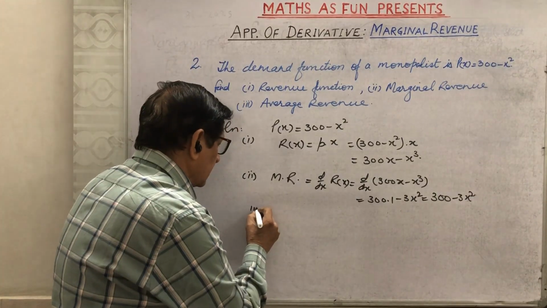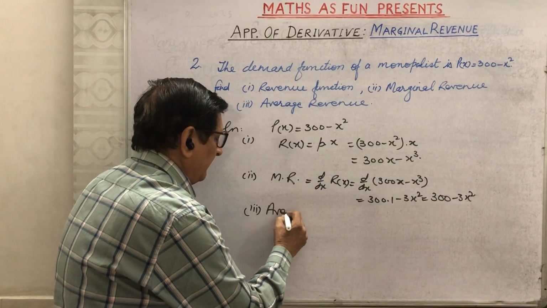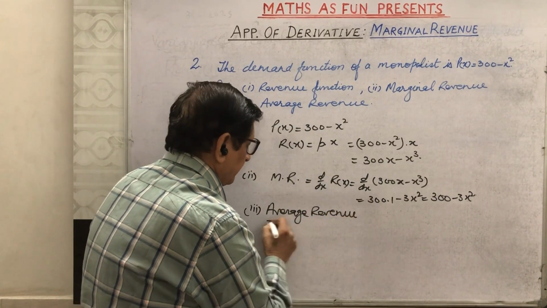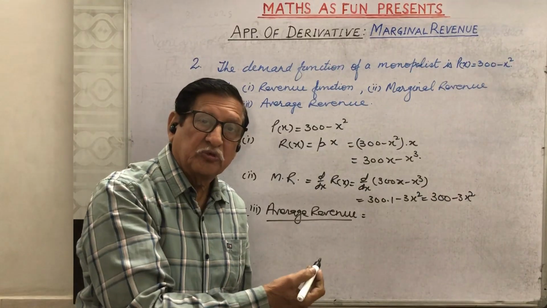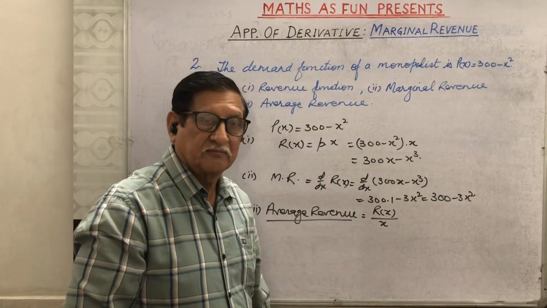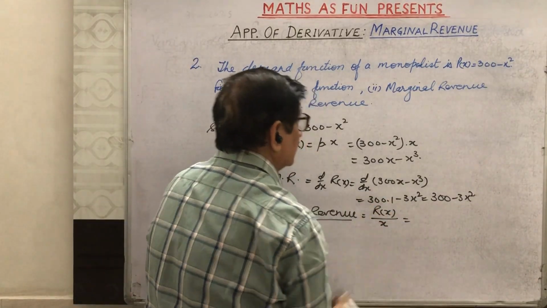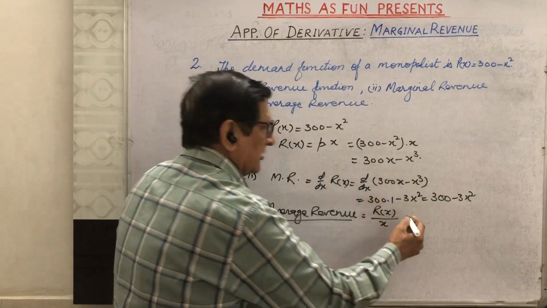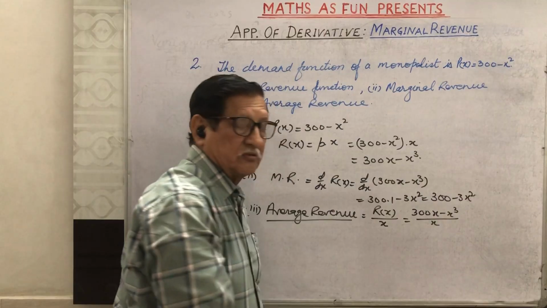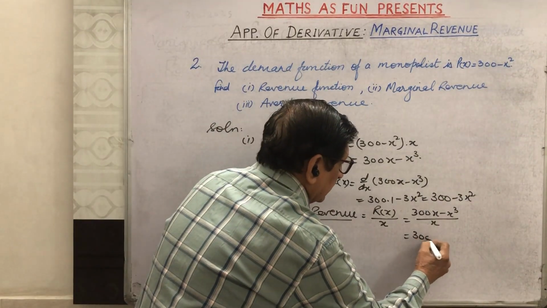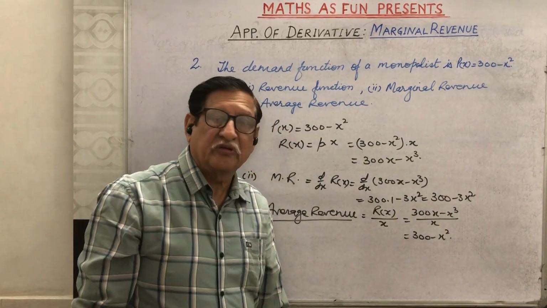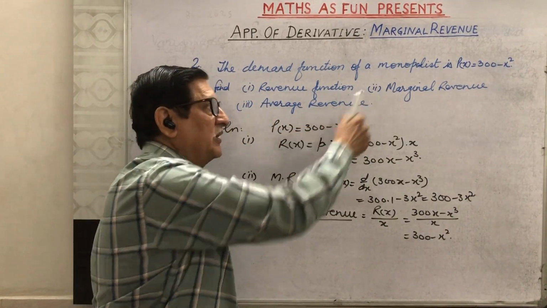Now in the third case, we have to find the average revenue. We know average revenue is given as the revenue function divided by x. Here the revenue function is 300x - x^3. If we divide by x, we get 300 - x^2. So this is the average revenue function for the given demand function.